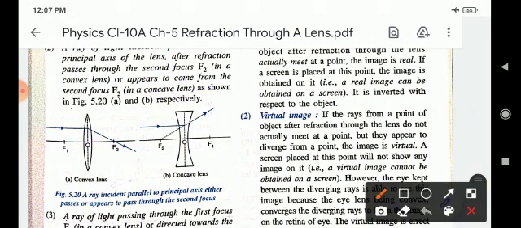Same process for the concave lens. It is the principal axis. It is a concave lens, right? The incident ray comes and is deviated in this direction, that is, away from the concave lens. And it appears to cut the f2 point, that is, the second focus. Same process.